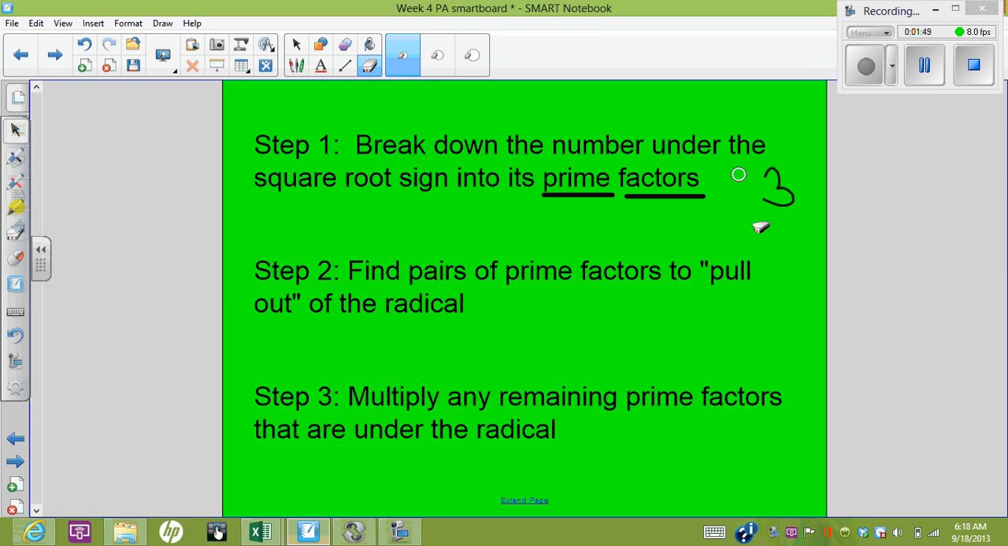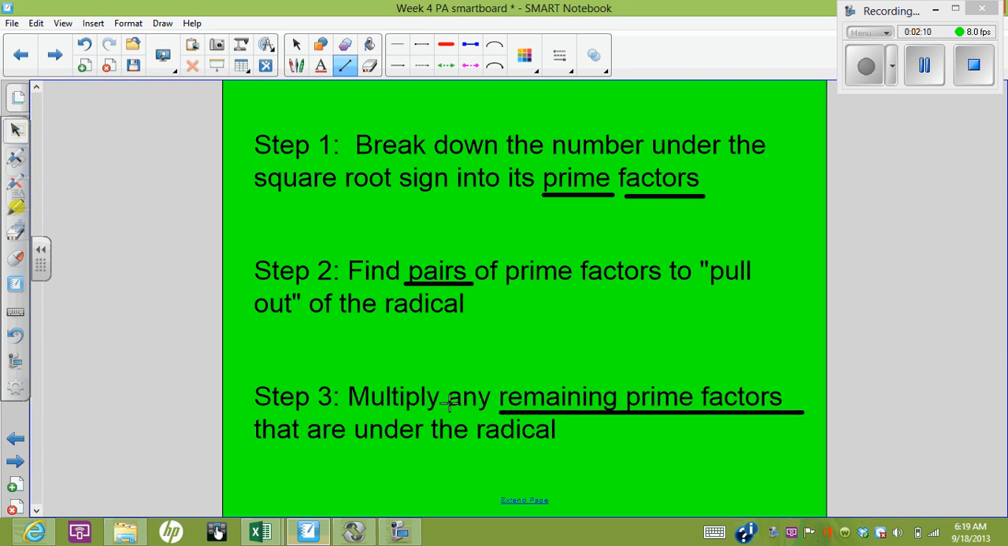Okay, so you're going to break down the number under the square root sign, or the number under the radical, into its prime factors. And then you're going to look for pairs of prime factors that you're then going to pull out of the radical sign. I'll show you how to do that in just a minute. Then, if you have any prime factors left under the square root sign, you're going to multiply them back together and they stay there under the square root sign. Get that all written down. I know it probably doesn't make sense. It will as soon as I go through this example.